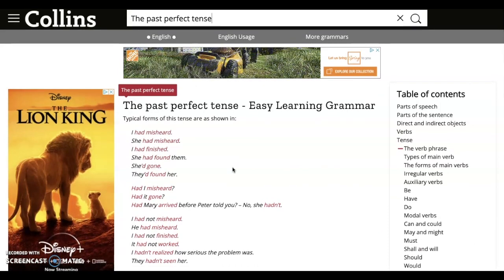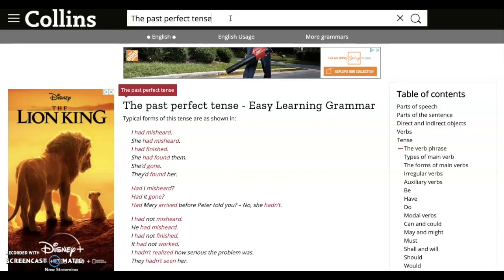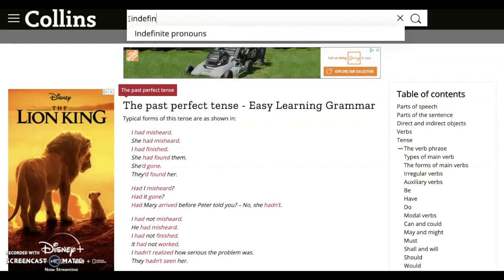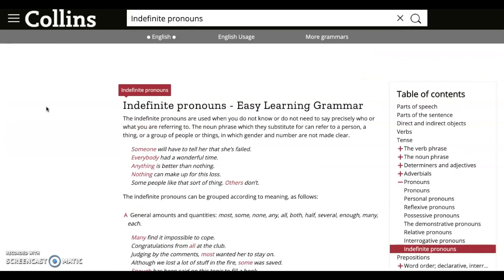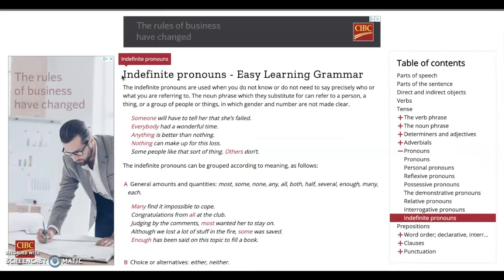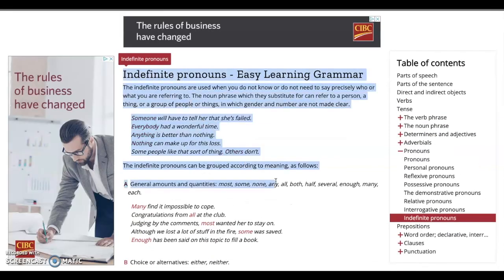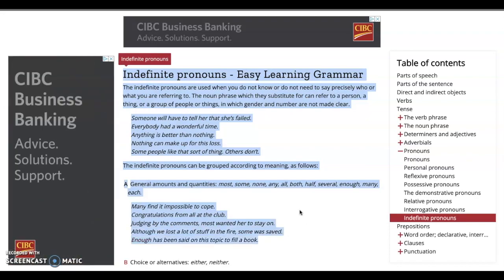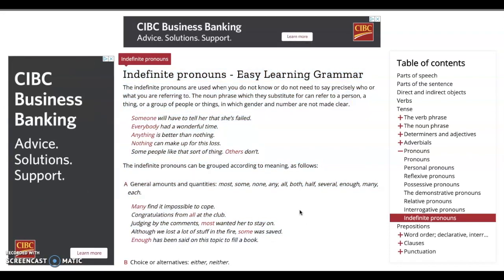And it doesn't always have to be tenses. You can also look at other grammatical terms. For example, I'm going to look up indefinite pronoun. Let's see what we get. Well, here we have instructions on what indefinite pronouns are and how to use them. Okay, moving on to number 2 on my list.